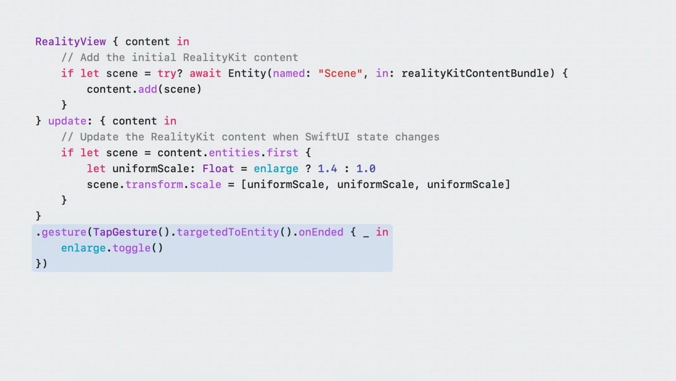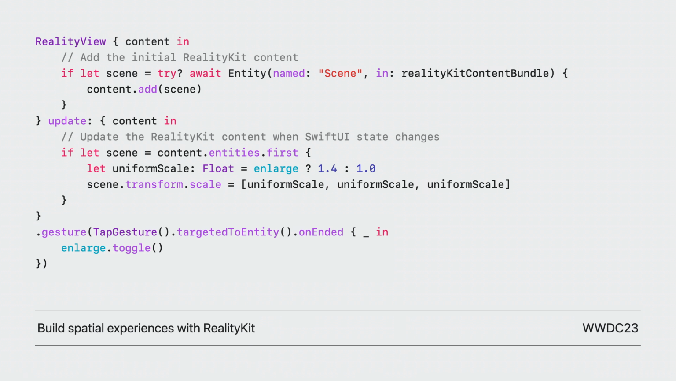Finally, the Reality View has a gesture attached to it. When you tap on the RealityKit content, it toggles the value of the enlarge property, producing the same effect as tapping the toggle view that we previously covered. To learn more about Reality View and gestures, you can watch Build Spatial Experiences with RealityKit.